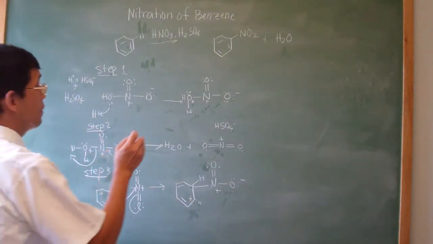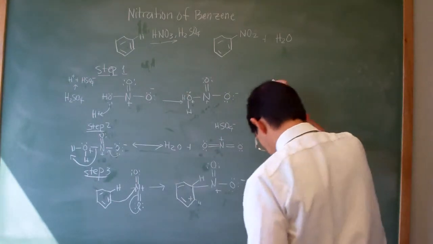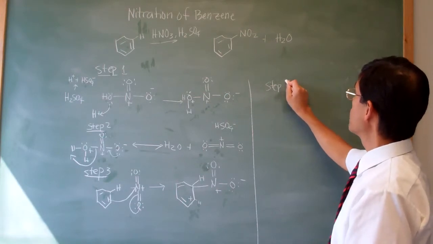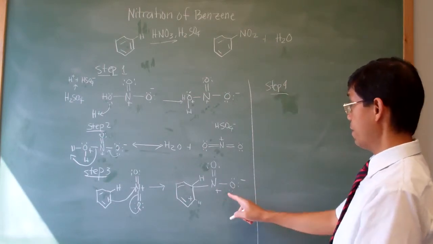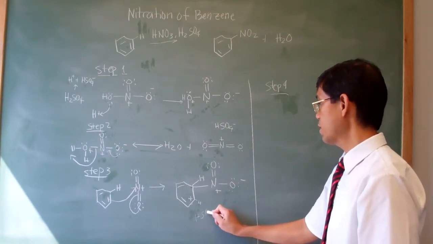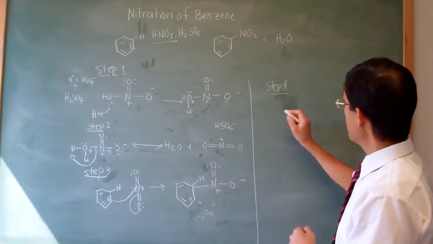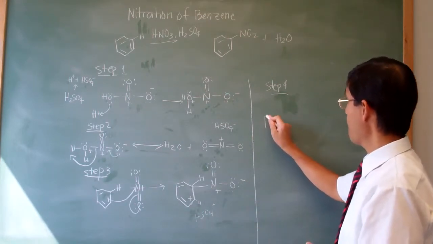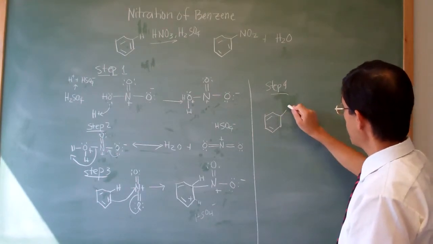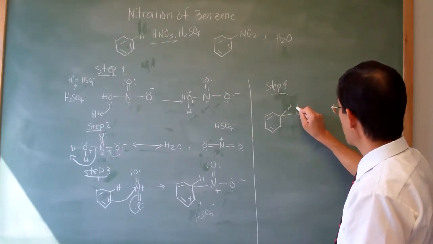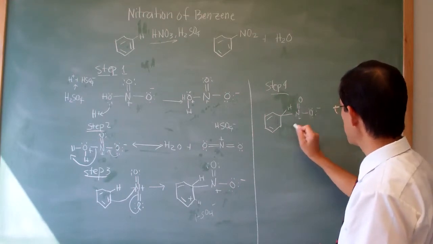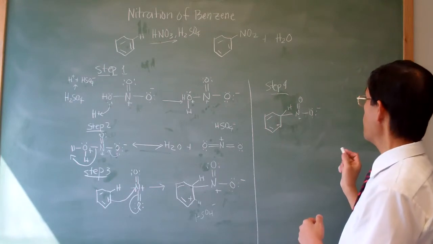Alright, so step 4. This is what happens. Step 4. So we start with this. By the way, that plus charge will be stabilized by the HSO4 minus. Okay? So step 4, we start with this. We have an H there. We have the N, double bond O, single bond O, minus. We have a plus charge there. We have a plus charge there. Alright, so this is what happens.